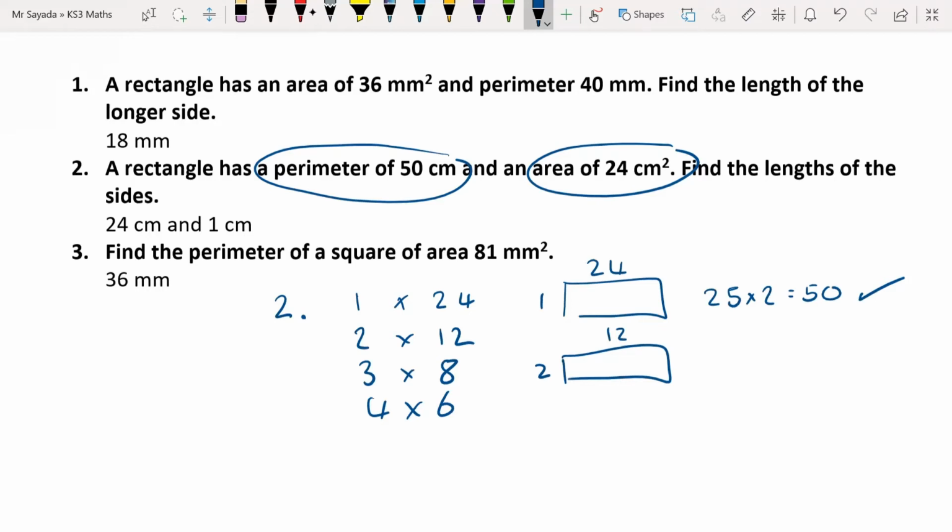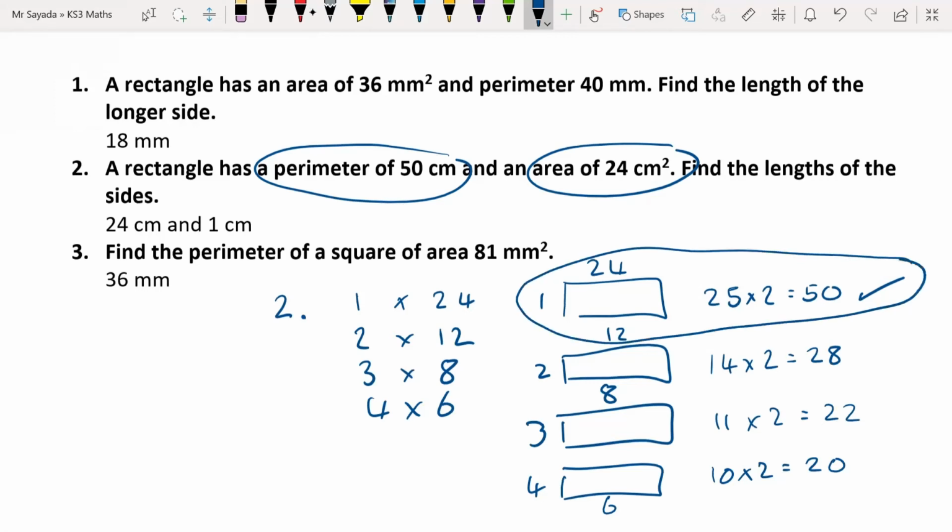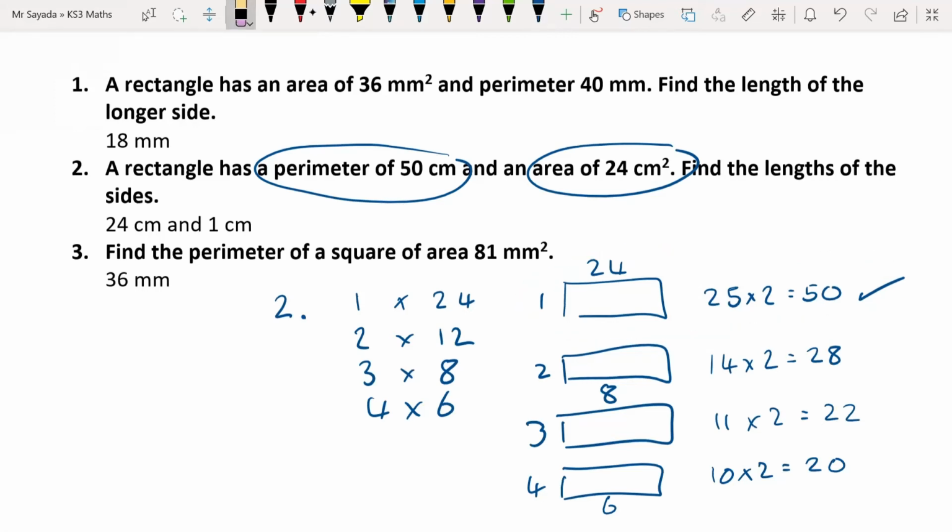The perimeter of that rectangle would be, well, 12 plus 2 is 14, and 14 times 2 is 28. What would be the perimeter of this rectangle? Pause the video to work it out. The perimeter of this rectangle would be 8 plus 3, which is 11, times 2, which is 22. And what would be the perimeter of this rectangle? So you should have found that the perimeter of this rectangle is 10 times 2, which is 20. So therefore, the one which works is the 24 centimeter and 1 centimeter rectangle.